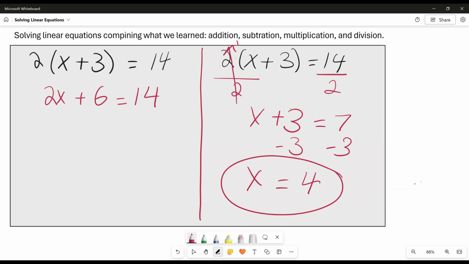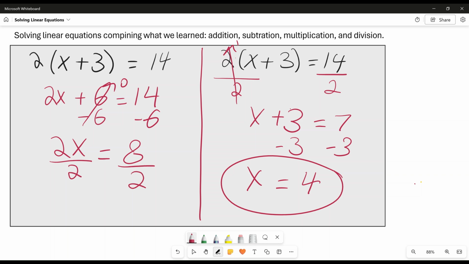And this is another approach. Looking at the left side, to isolate your x, you're going to subtract the 6 first to get this equal to 0. So you get 2x equals 8. And then you divide by 2, because the opposite of multiplication is division. So this is going to be 1. So you get x equals 4.